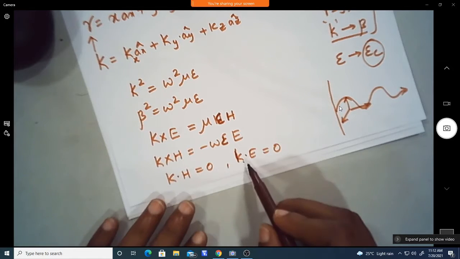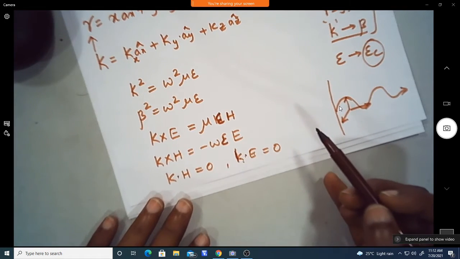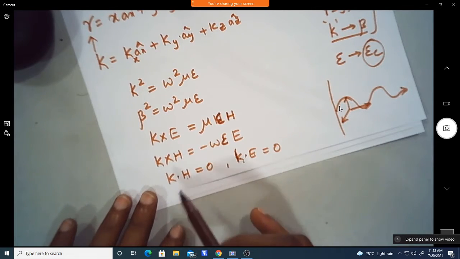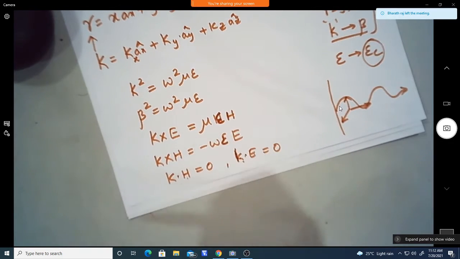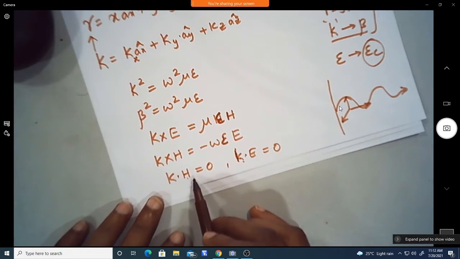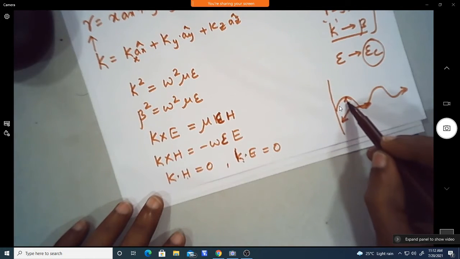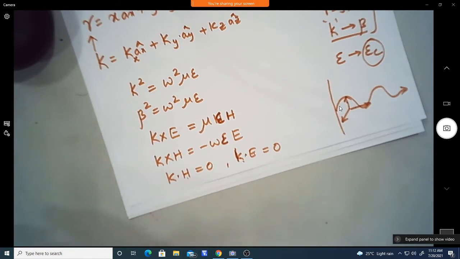That is why this dot product is 0: k and E are orthogonal to each other, and k and H are also orthogonal to each other. So this component will be 0, because in the uniform plane wave, k, H and E are all mutually orthogonal to each other. That is why the dot product will be 0.